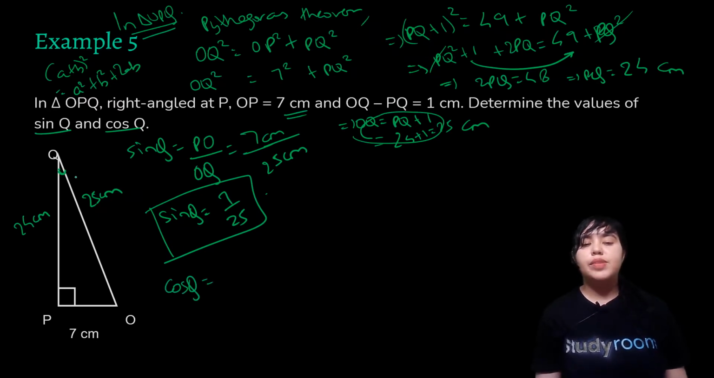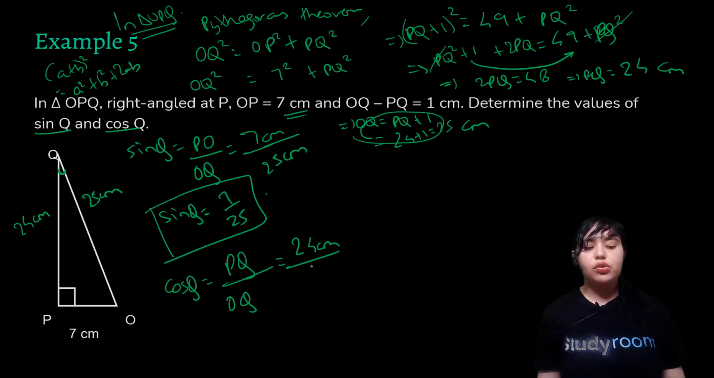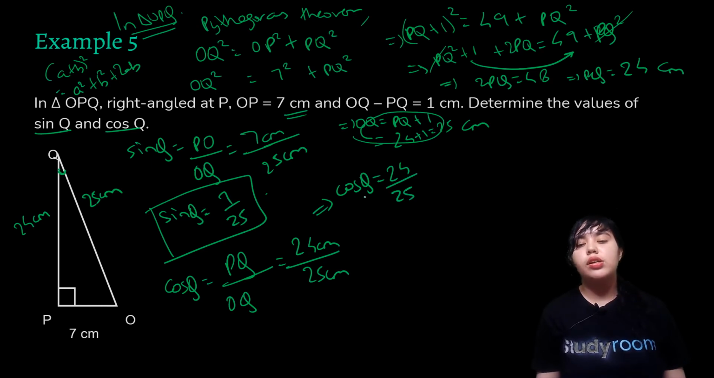What is adjacent to angle Q? The side PQ. Upon the hypotenuse is OQ. PQ is what? 24 centimeters. OQ is 25 centimeters. So with this, you can say cos Q is equal to 24 upon 25.